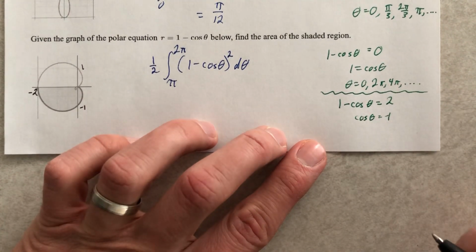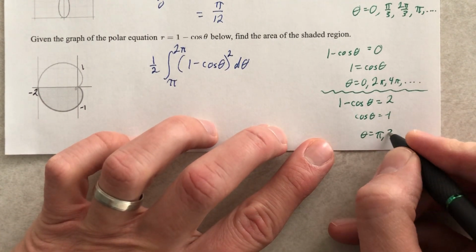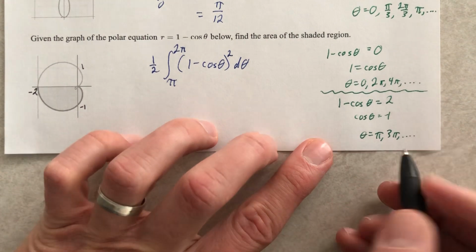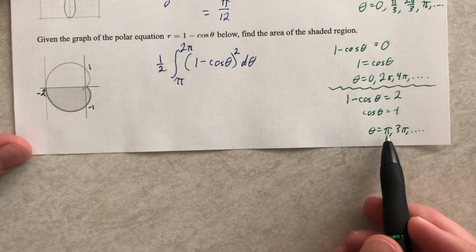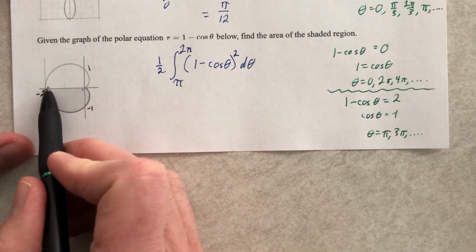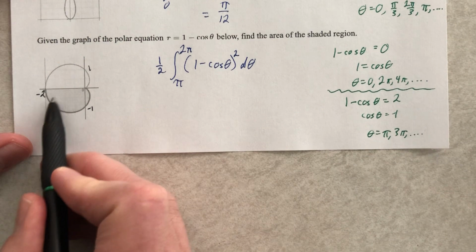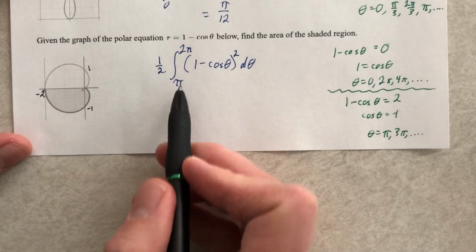Well, where is cosine equal to negative 1? Well, that's going to happen at pi and at 3 pi and at all kinds of pi's, but we're just going to be dealing with pi, okay? So you might say it's from 0 to pi, and you wouldn't be wrong in calculating your area, but technically you haven't dealt with this region right here. So it is from pi to 2 pi.